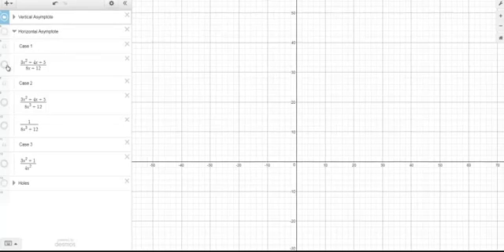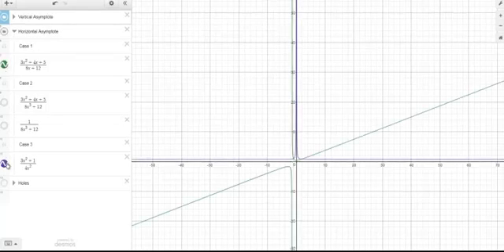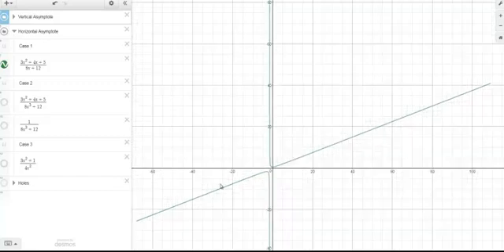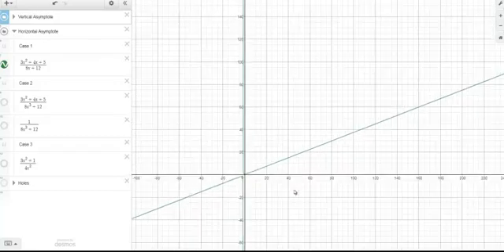And so looking at the graph, we'll look at case 1, which is the green one. Notice that as our x increases, our y is increasing, and as our x decreases, our y is decreasing. So as we zoom out, clearly this is going to infinity.